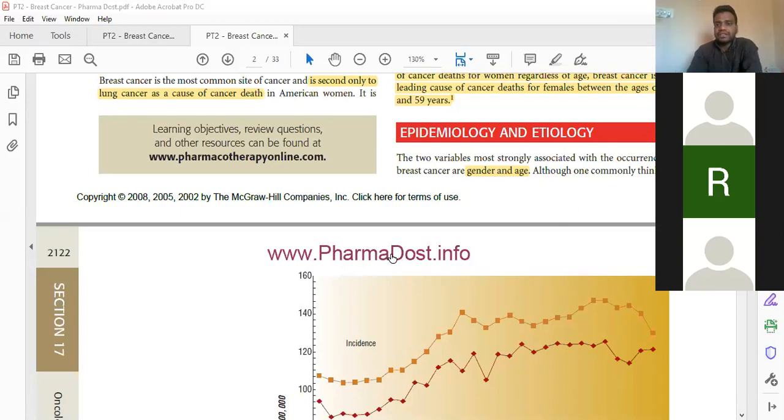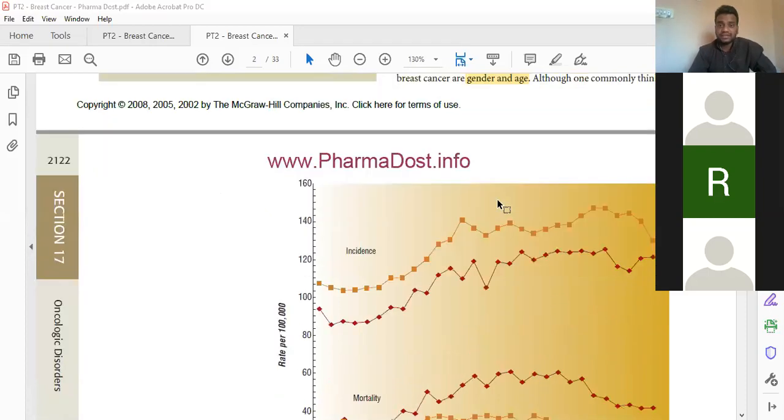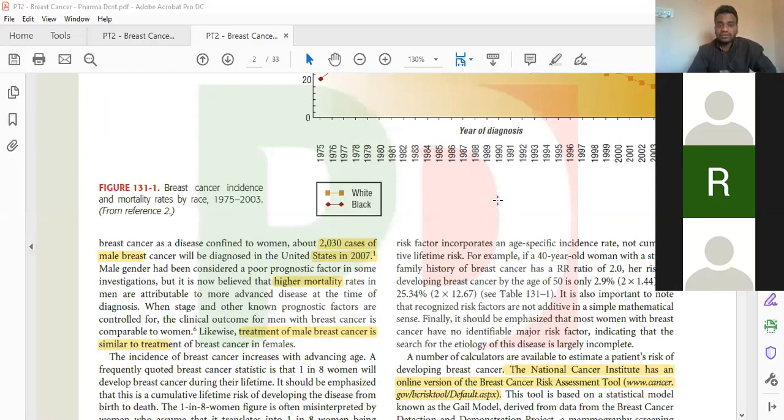The two variables most strongly associated with the occurrence of breast cancer are gender and age. When I talk about breast cancer, you think of female, right? Females are supposed to get breast cancer, but it's not always the case. Males can also have breast cancer. It was projected that in the year 2007, around 2030 cases of male breast cancer would be diagnosed.